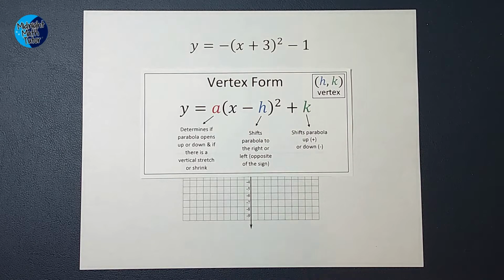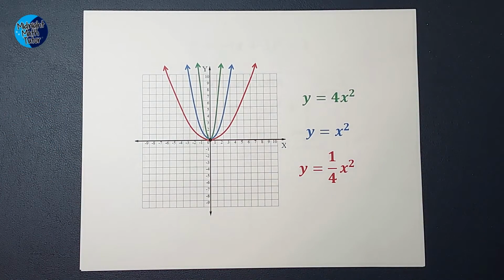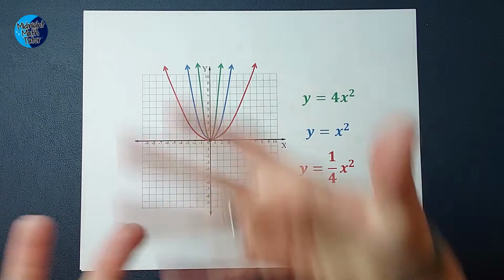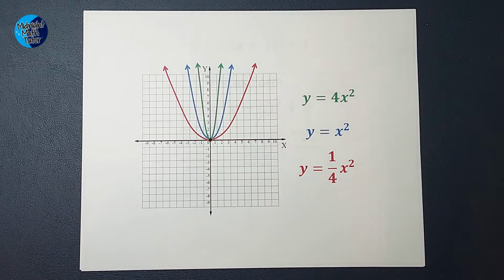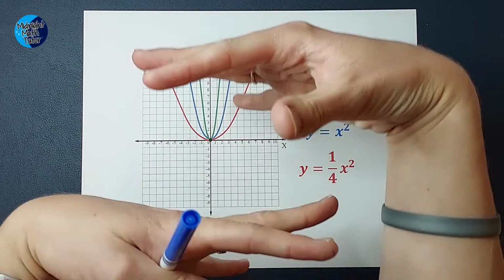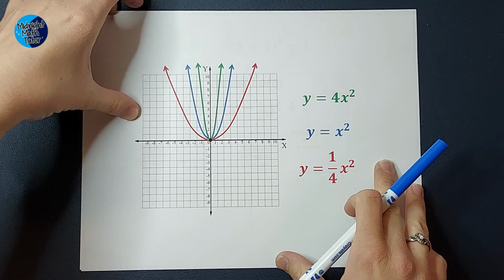If you want to see a problem where I do one like this, I will link it for you in the corner. But I do want to show you a visual really fast of what this looks like. That blue in the middle is the original parent graph I showed you earlier. The green has the number 4 out front, and you see how it makes it taller and skinnier. And the red one has a fraction out front, which you can see makes it wider. You'll hear the word compressed a lot. So that's how a number out front affects it.